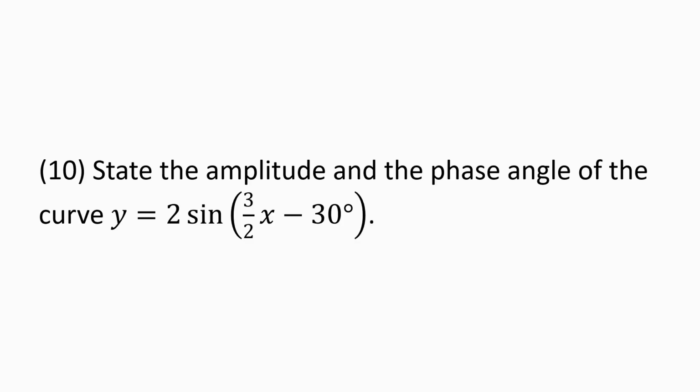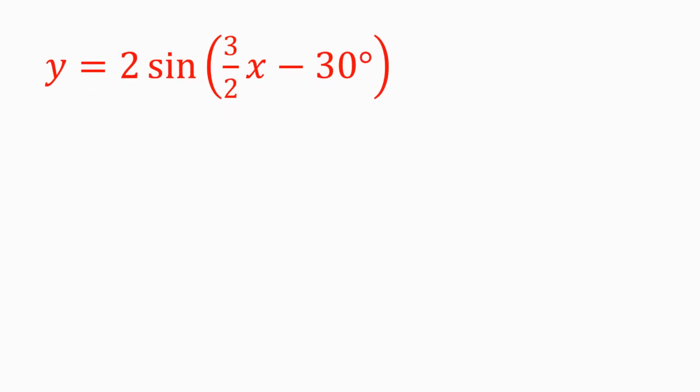Question 10. State the amplitude and the phase angle of the curve y = 2 sin(3/2 x − 30 degrees). So when identifying the characteristics of a sine curve, the general form of the curve is y = a sin(bx + c), where a is the amplitude, 2π over b is the period, and c is the phase angle.